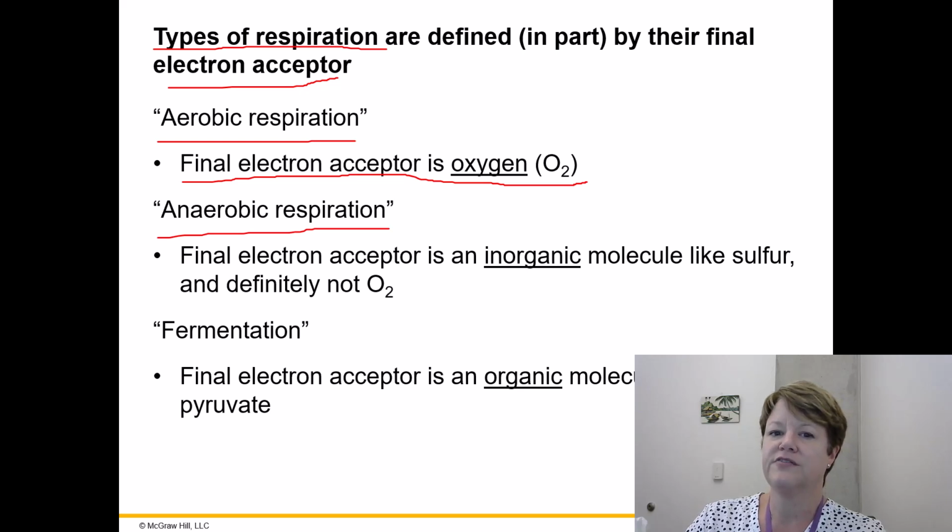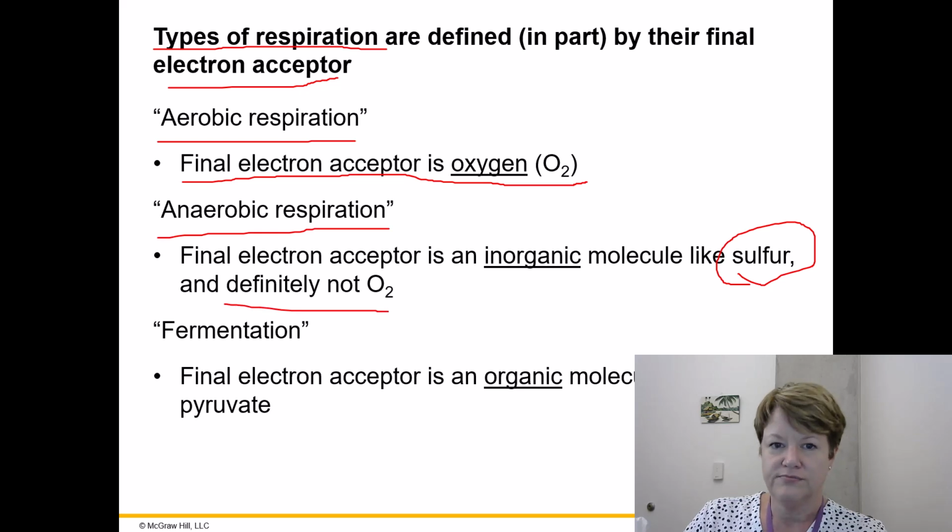In that case, the final electron acceptor is an inorganic molecule like sulfur, meaning a non-carbon compound, some kind of inorganic molecule or atom like sulfur, but definitely not oxygen. That's reasonably common. On Earth, early Earth had a lot of these kinds of organisms that did this. There still are some today. And then fermentation would be an organism that has a final electron acceptor that is an organic compound, and again, not oxygen. And one that we're going to talk about is called pyruvate.